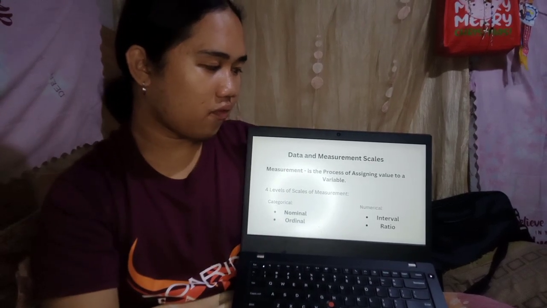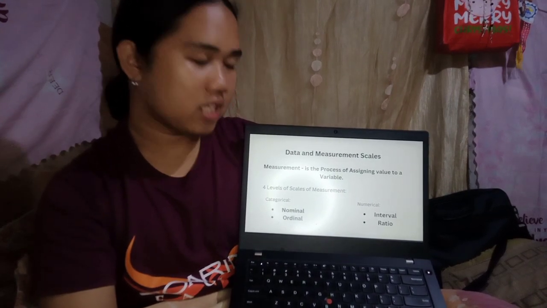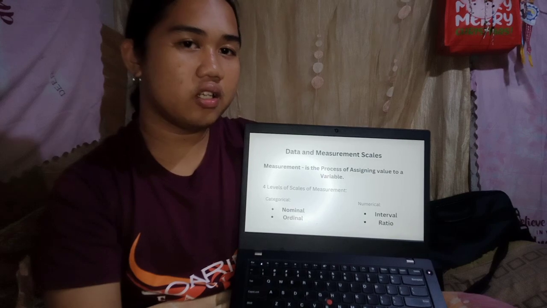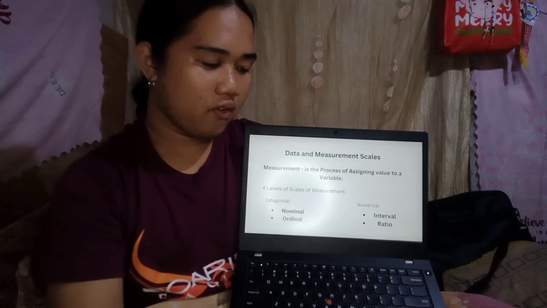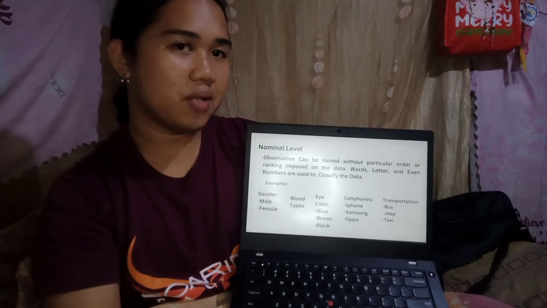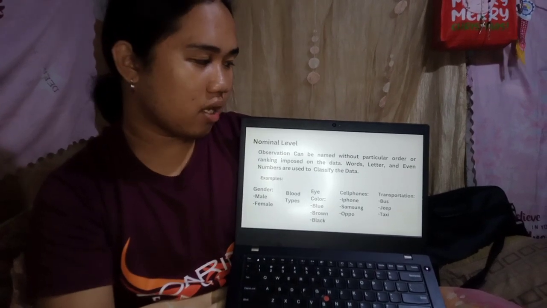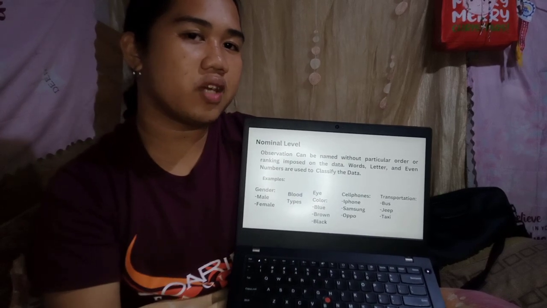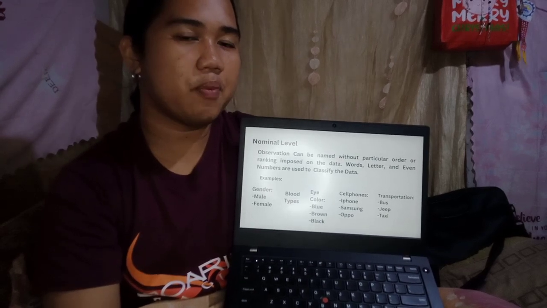Measurement is the process of assigning value to a variable. There are four levels of scales of measurement. We have nominal and ordinal levels in categorical, and interval and ratio in numerical. First, we have to tackle the nominal. In the nominal level, observations can be named without any particular order or ranking imposed on the data. Words, letters, and even numbers are used to classify the data. In the nominal level, we only need to care about the names, not the rankings or a particular order.